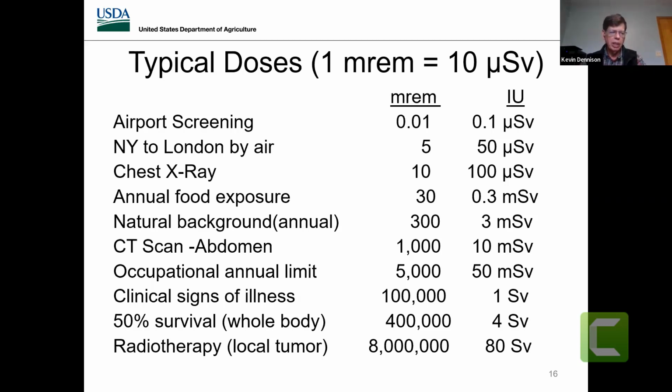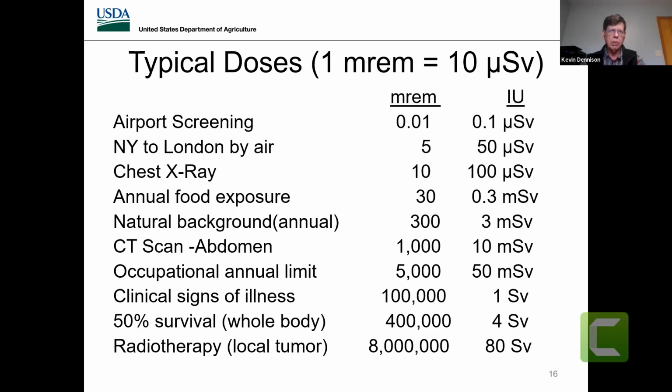You will see some blood changes at about 25 rems, or 25,000 millirems. And at essentially 1 sievert, or 100 rems, or 100,000 millirems, you will see the onset of signs, primarily gastrointestinal signs, of radiation sickness.